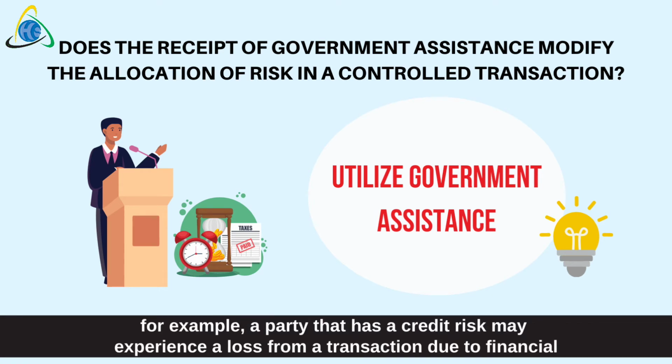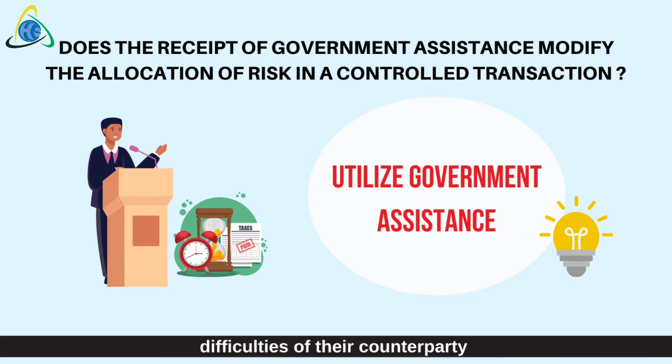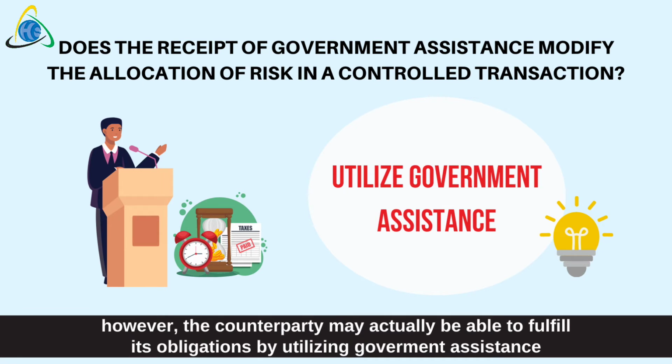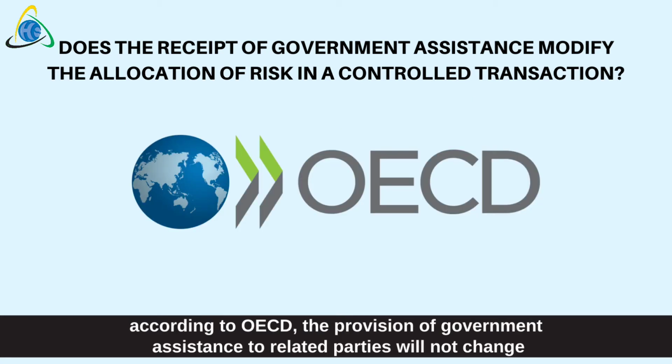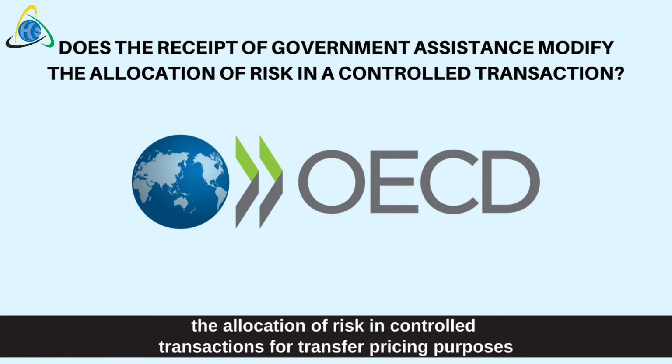For example, a party that has a credit risk may experience a loss from a transaction due to financial difficulties of their counterparty. However, the counterparty may actually be able to fulfill its obligations by utilizing government assistance. According to OECD, the provision of government assistance to related parties will not change the allocation of risk in controlled transactions for transfer pricing purposes.